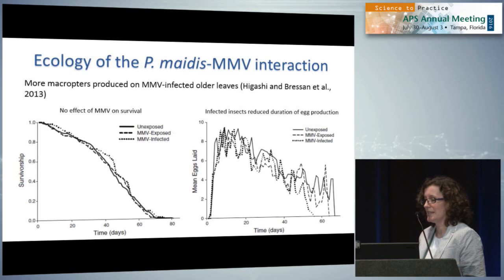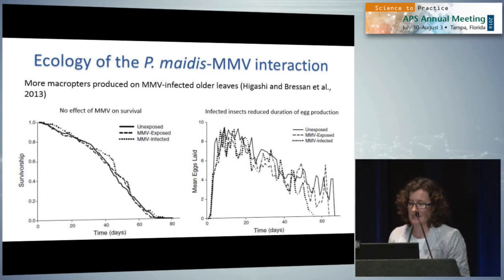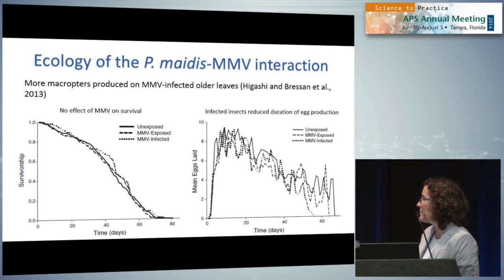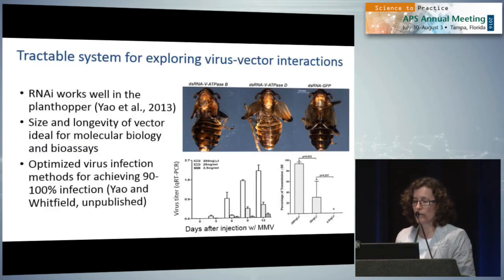But one interesting thing they did find was that infected insects reduce the duration of egg production. We have the same treatments here, but when you look at the dotted line of MMV infected, you see that egg production actually stops about 5 days earlier than with the exposed and unexposed insects. So there might be some impact of the virus later in the insect life cycle.